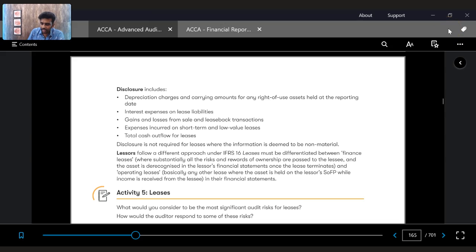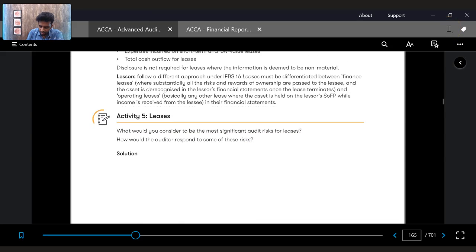So let's look at activity number 5. What would you consider to be the most significant audit risk for leases? How would the auditor respond to some of these risks? Okay, these are the things that we need to establish.